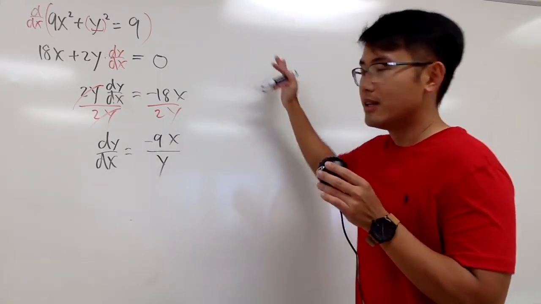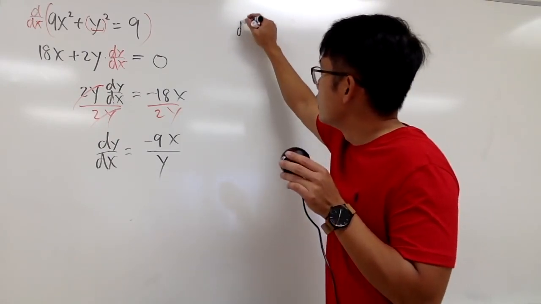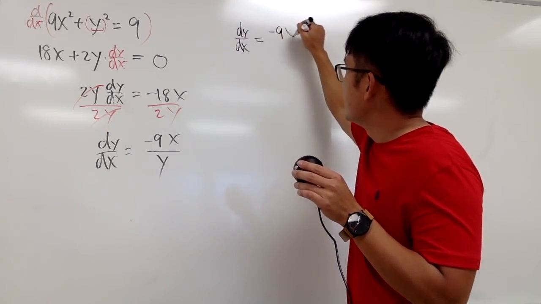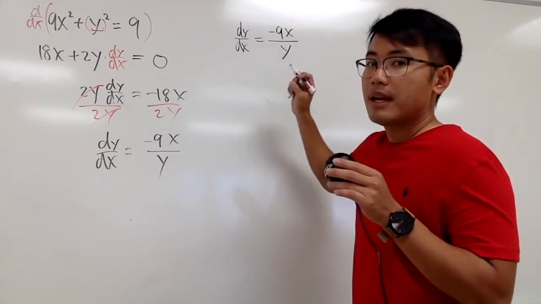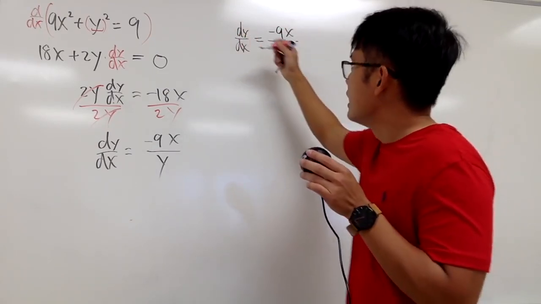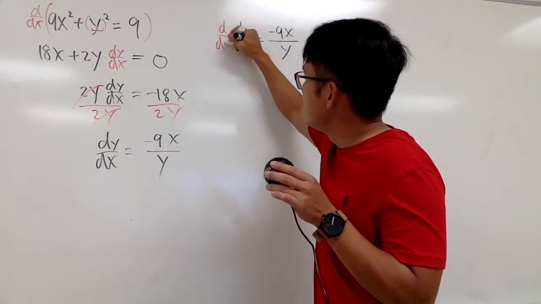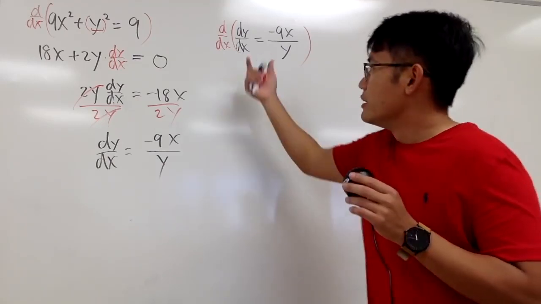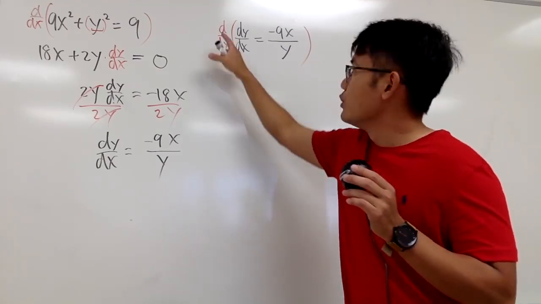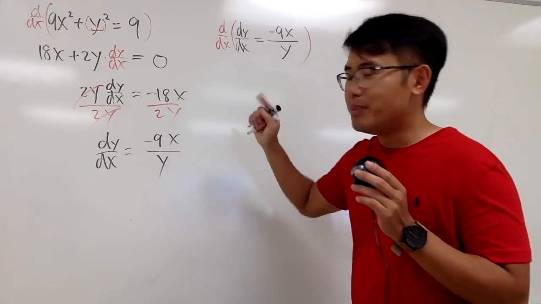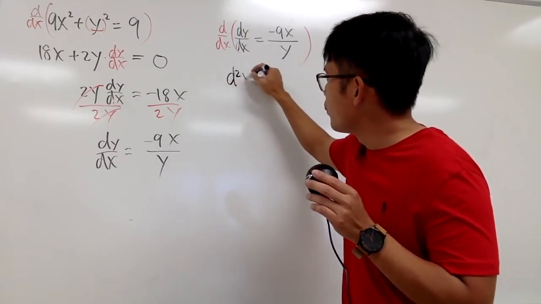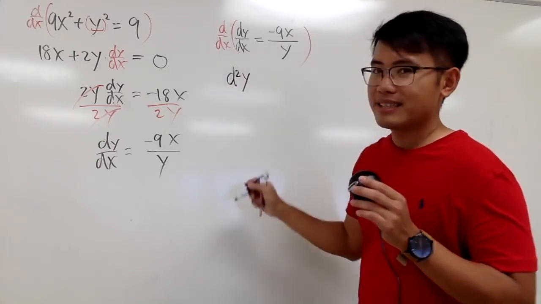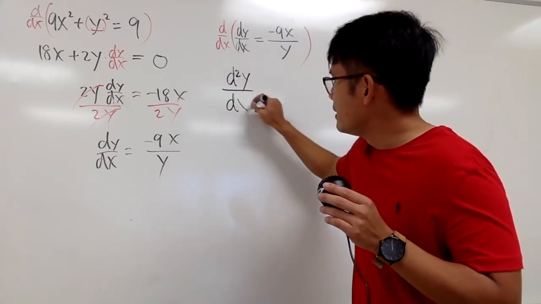So let me bring this right here and I'll write it down. We already know that dy/dx is equal to negative 9x over y. And to differentiate this, I will just write down d/dx like that. And as you can see, notation-wise on this side, you have d and dy. So usually people will just put down d²y for the top. And then for the bottom, you have dx dx. This is going to be dx².